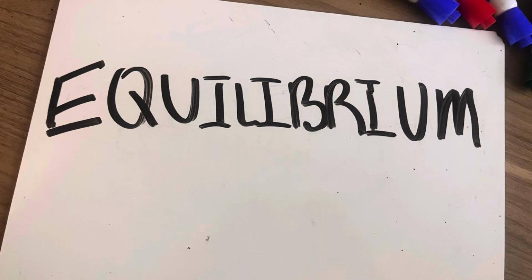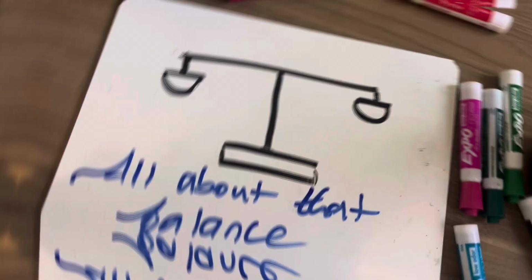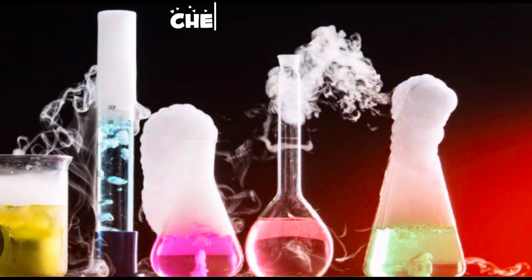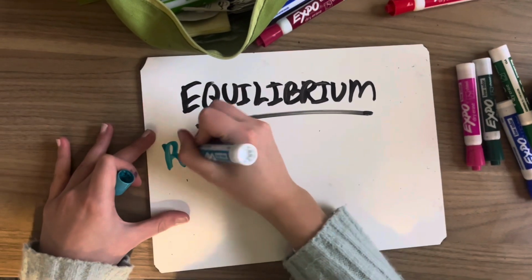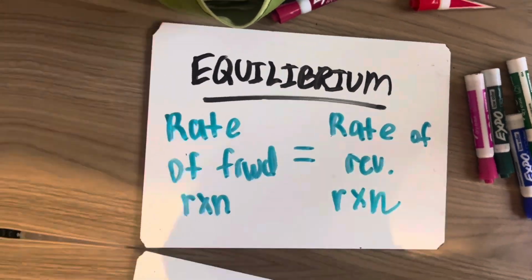So first of all, when we think about equilibrium, we have to remember that it's all about balance. And what's cool is that we can actually apply this concept to chemical reactions. In fact, we can define equilibrium in chemistry as when the rate of the forward reaction is equal to the rate of the reverse reaction. Now, what exactly do I mean by this?